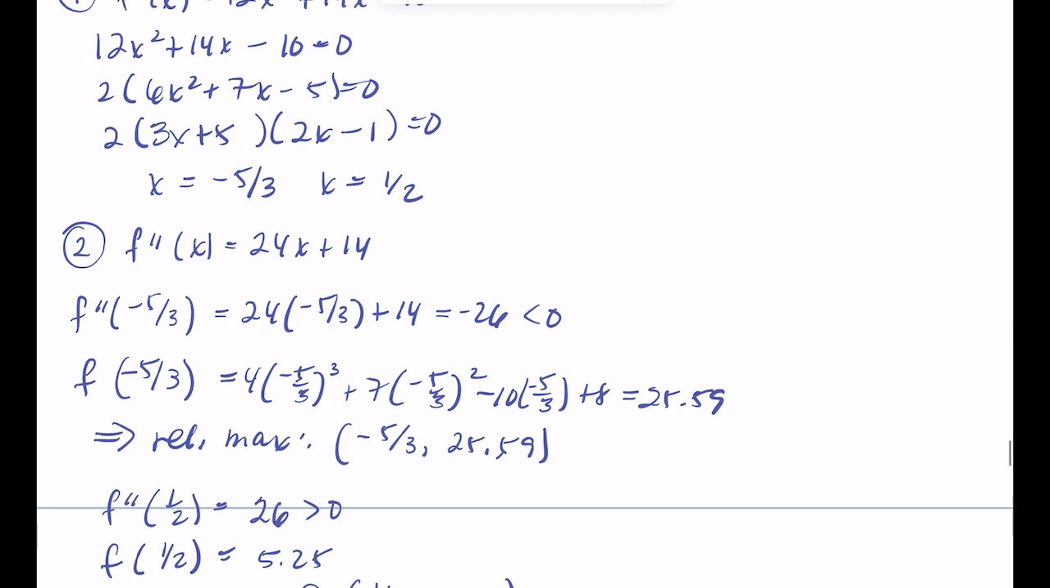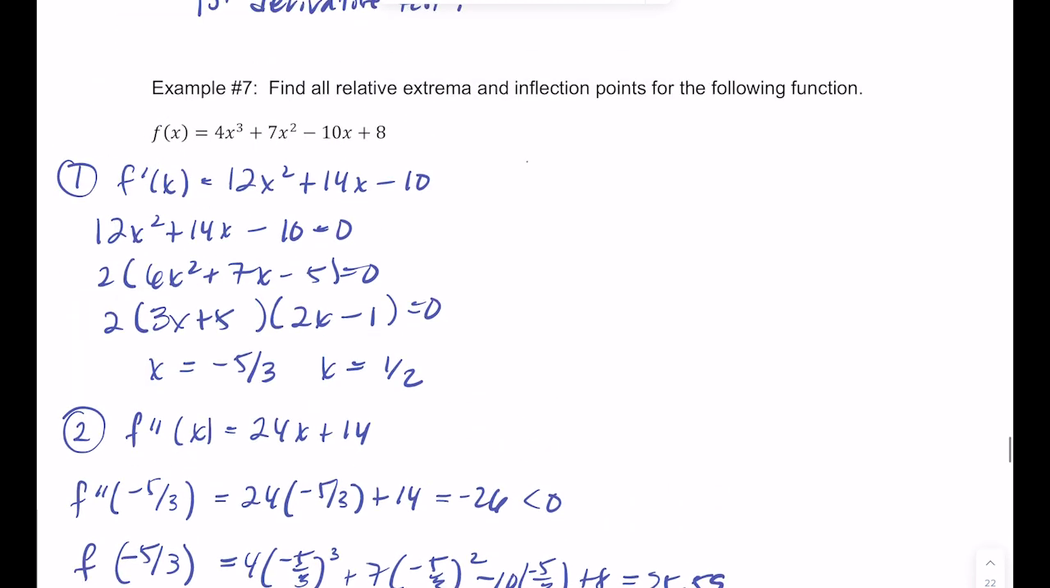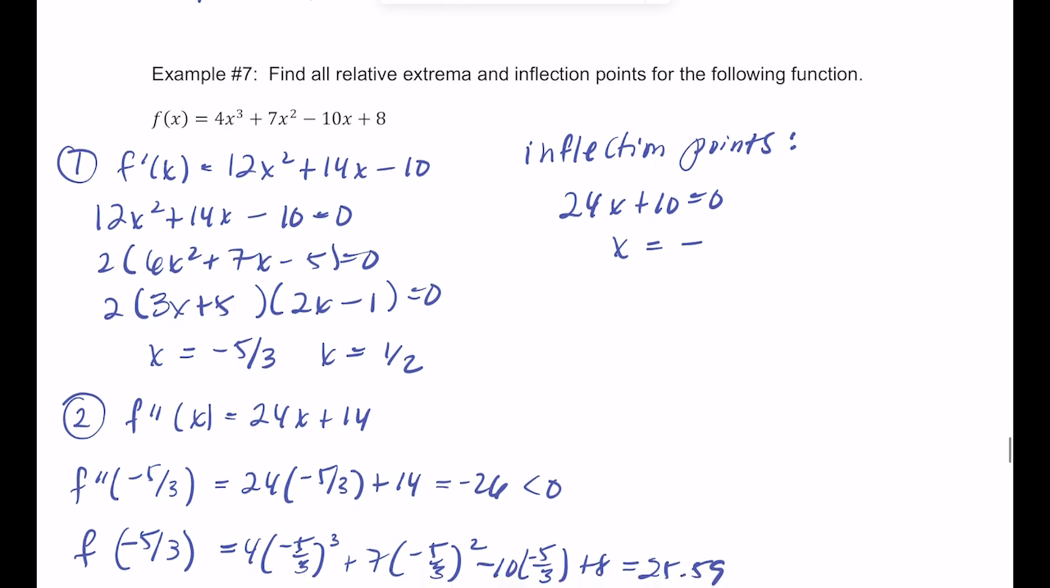Okay, so we found maxes and mins, which are extrema. Now I want to look for inflection points. So again, we're going to go to the second derivative for that. Set it equal to 0. Let's see, subtract 14, sorry, that should be 14. So subtract 14, that would be negative 14 over 24, or negative 7 over 12.